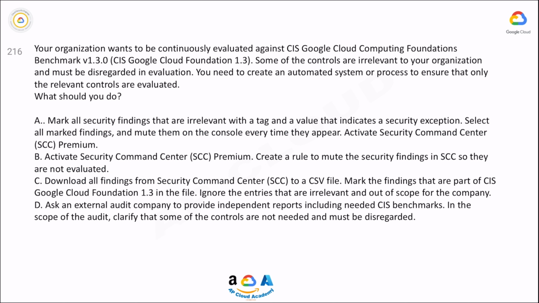Question number 216. Your organization wants to be continuously evaluated against CIS Google Cloud Computing Foundation's benchmark version 1.3.0, CIS Google Cloud Foundation 1.3. Some of the controls are irrelevant to your organization and must be disregarded in evaluation. You need to create an automated system or process to ensure that only the relevant controls are evaluated. What should you do?